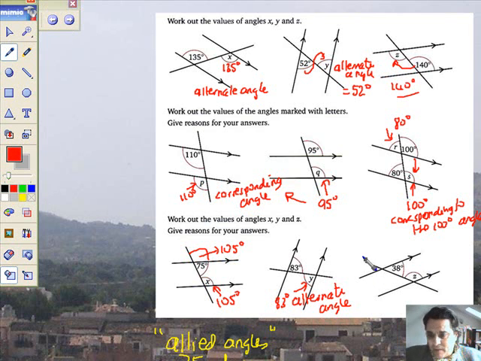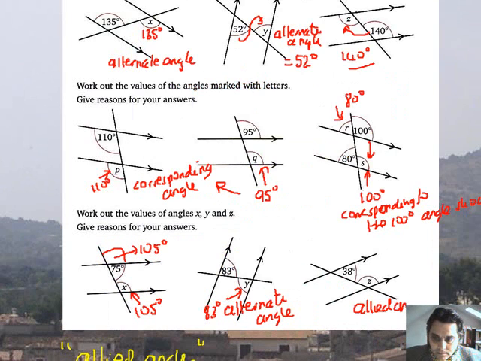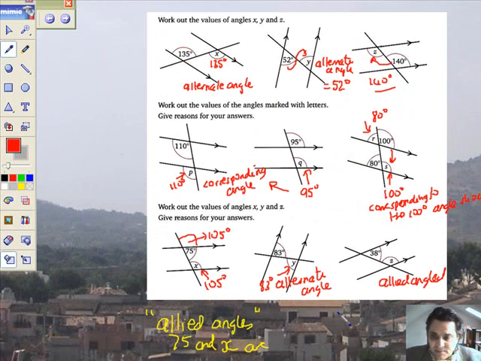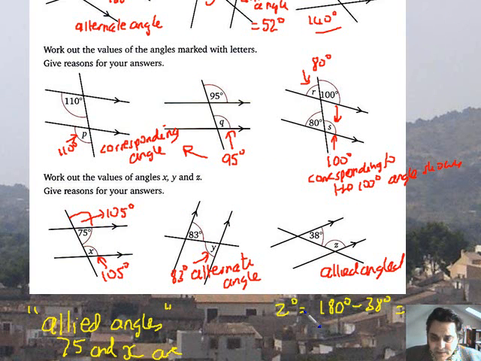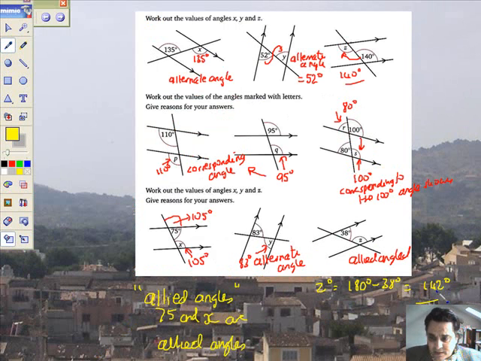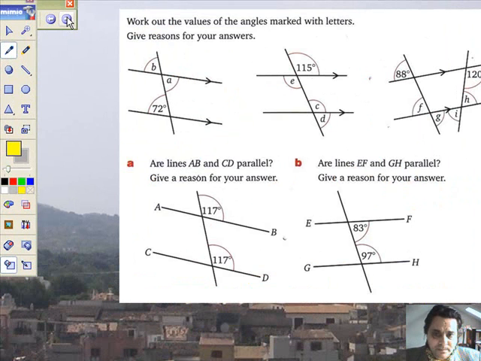Well, parallel lines, cut it across, 38 plus the z will be allied. So that's a mark for allied. Go back to yellow. How do we work out z? We go 180 degrees, take away the 38 degrees, and that will give us the leftovers for z degrees. So 180 take away 38 is going to be 142 degrees, and that's what z is. Alright, turn over the page, see what we've got.